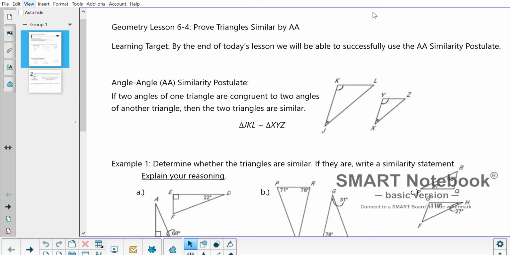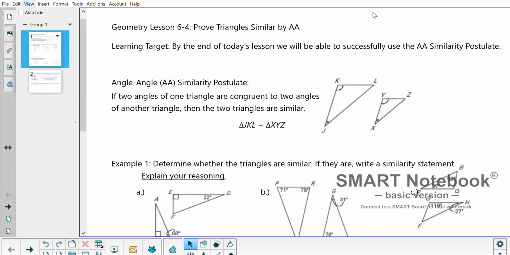But back to 6.4, we're going to talk about proving triangles similar by AA, or angle-angle. If you remember back to first semester before Christmas break, we started talking about similarity in triangles. So similarity is different than congruency. Remember, similarity is when the corresponding angles in your triangles are all congruent and your sides are proportional.